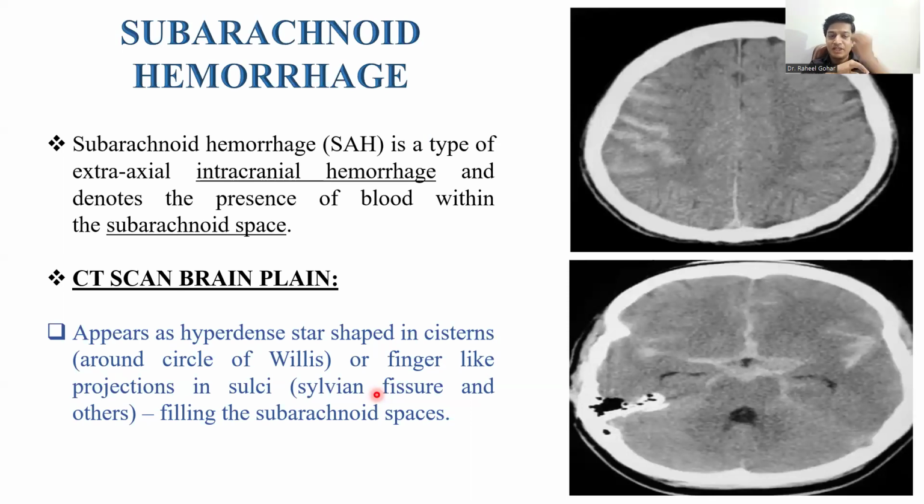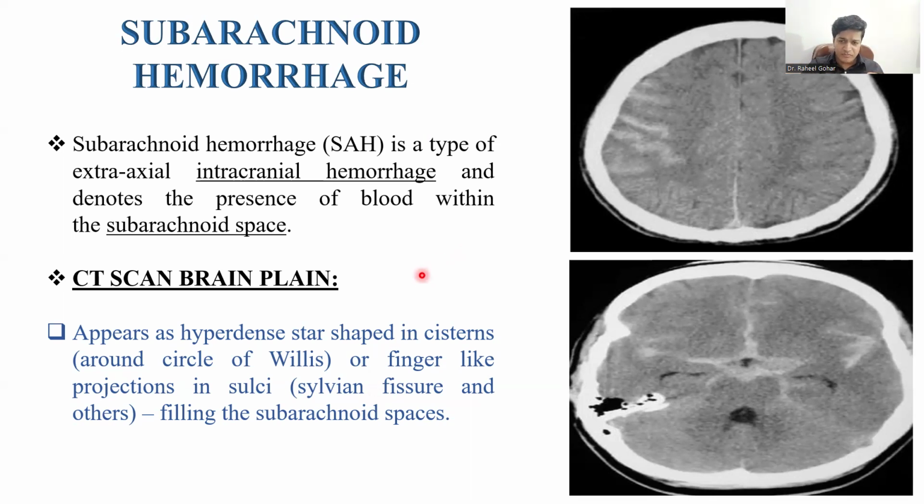So if the blood is present in the sulci area, in the cisternal area, it is known as subarachnoid hemorrhage. Subarachnoid hemorrhage can be secondary to trauma, or it can be spontaneous as well. If it is spontaneous, it can be due to aneurysm, it can be due to AVM, and many more causes. So how will it appear? It will appear hyperdense again, because blood on the CT scan appears hyperdense.